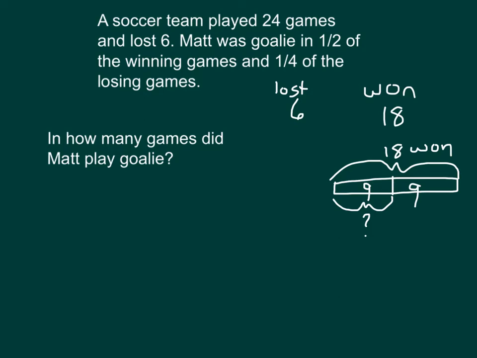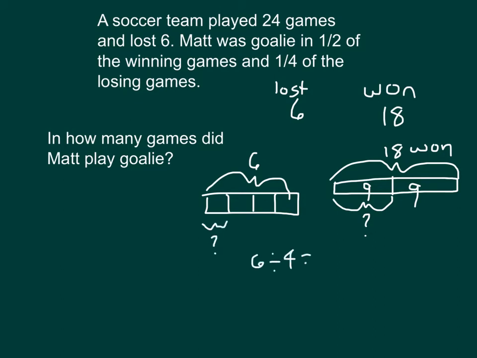For the games where they lost, he was goalie for 1/4 of those games. So, for the lost games, the total was 6. We'll divide 6 into 4 parts. He was goalie for 1/4 of the losing games. So, let's see, 1/4, we're looking at this right here. That's 6 divided by 4, which is equal to 1.5.